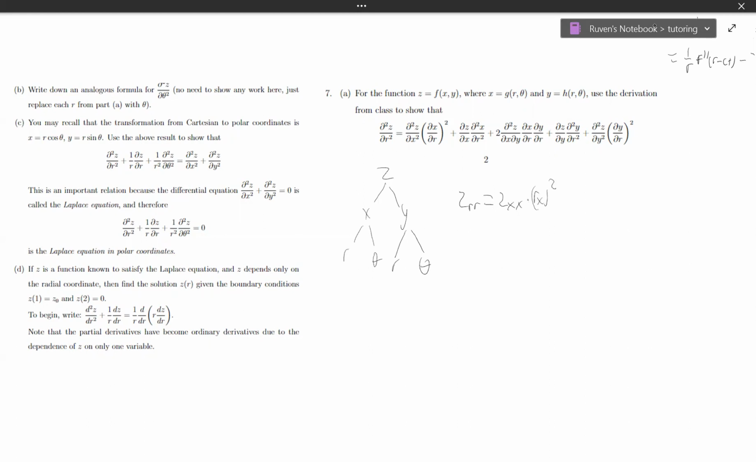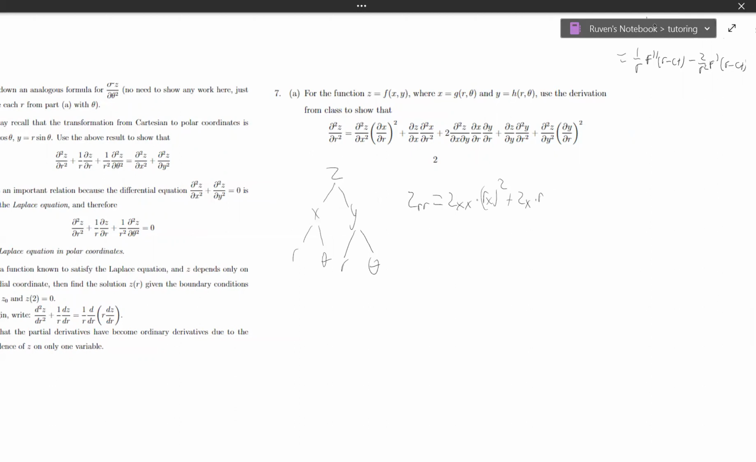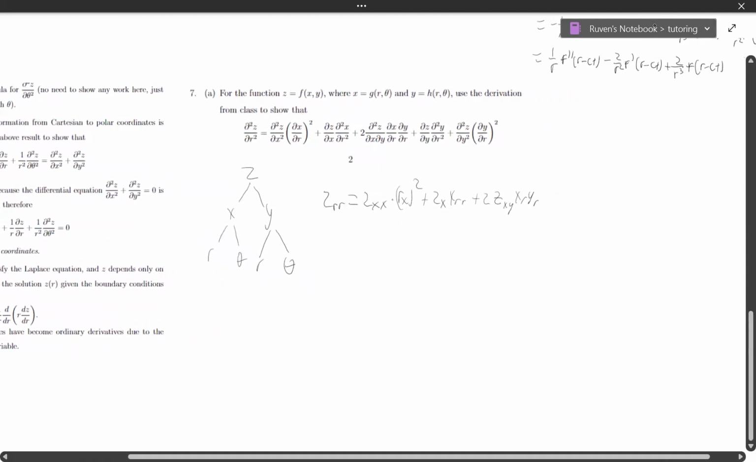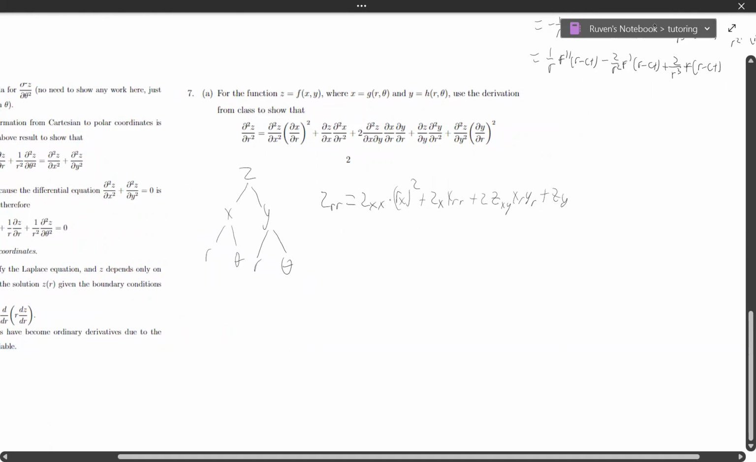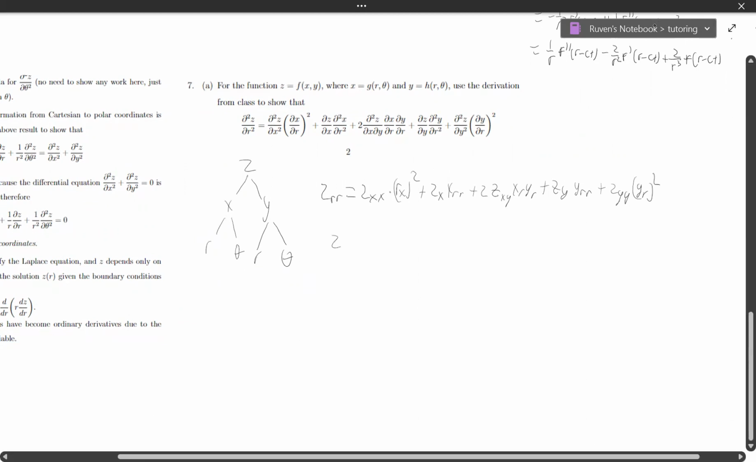And then we're saying that z_rr is equal to z_xx times x_r squared, plus z_x times x_rr, that's what I meant to say. There you go. Plus 2 z_xy x_r y_r, plus z_y y_rr, plus z_yy y_r squared.